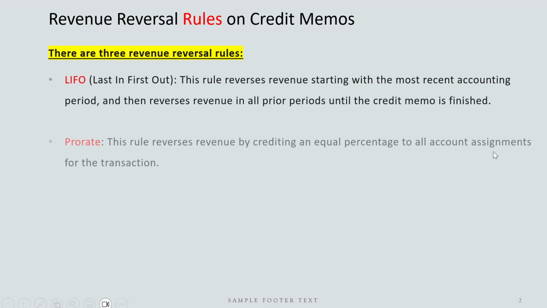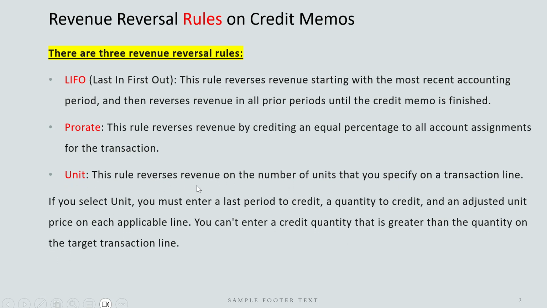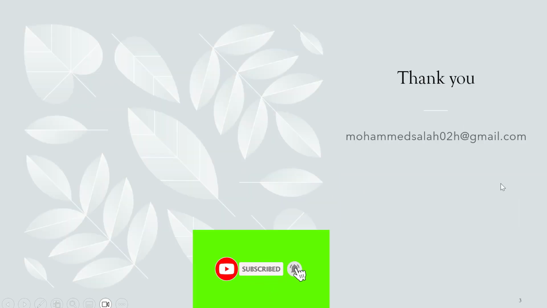I hope now you get what these rules are. The unit rule, you can try it and check what it will generate, but by logic, as I told you, if you have a lot of lines, it will reverse revenue depending on the unit of each line.